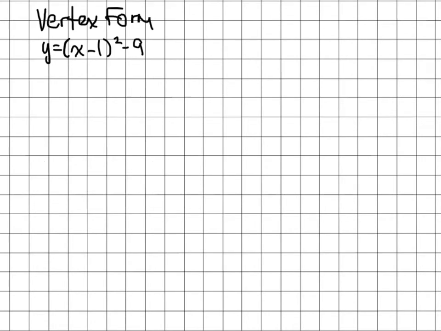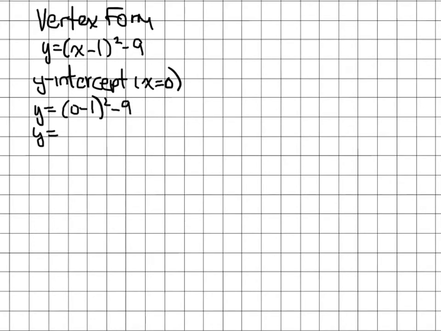Okay, now we'll look at vertex form. So going through the same process, to find the y-intercept, this is when x equals 0. So I have y equals 0 minus 1 all squared minus 9, which is minus 1 all squared minus 9, which is minus 8. So our y-intercept is at 0, minus 8.